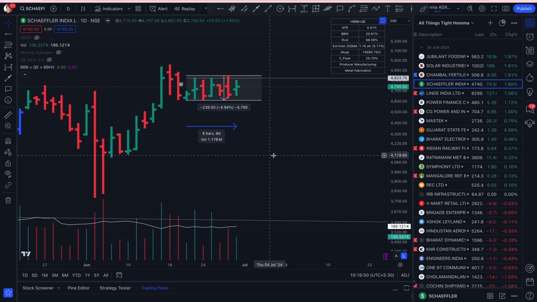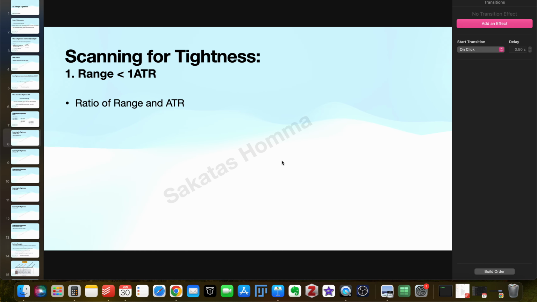Now if there is a large cap stock whose ATR, average true range movement on a single day, is around 1% to 1.5%, having a large cap tight in a range of 5% is not too tight, brothers and sisters. But because this is not a slow moving stock, it moves on average 4.4% in a 10 day time period, this guy is very tight. So this is the first way to scan for tightness: range is less than 1 ATR.